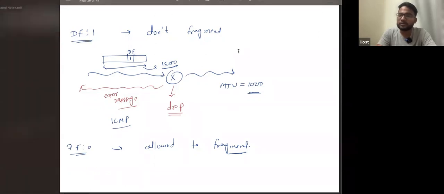Maybe the source wants to know the MTU of the whole network, right? If it sends some data and, based on the MTU, the router drops it, it will send the ICMP message and put the MTU value in that ICMP message. So if the source wants to know the MTU of the network, it can set DF to 1, so that it knows the MTU and then, instead of fragmenting at the intermediate routers, it will send the fragmented packets itself. Okay, so that we do not have fragmentation again and again.